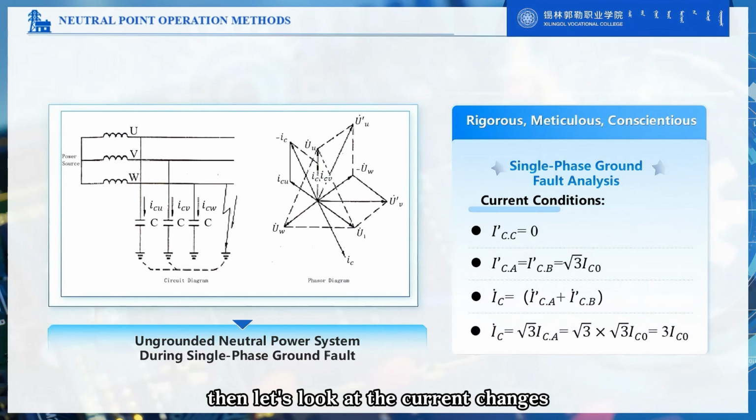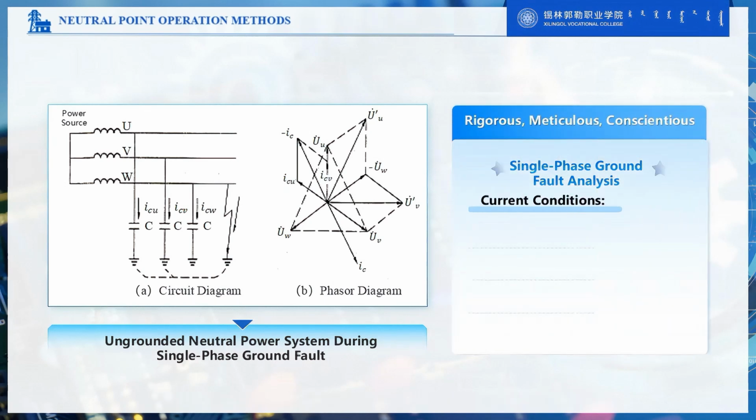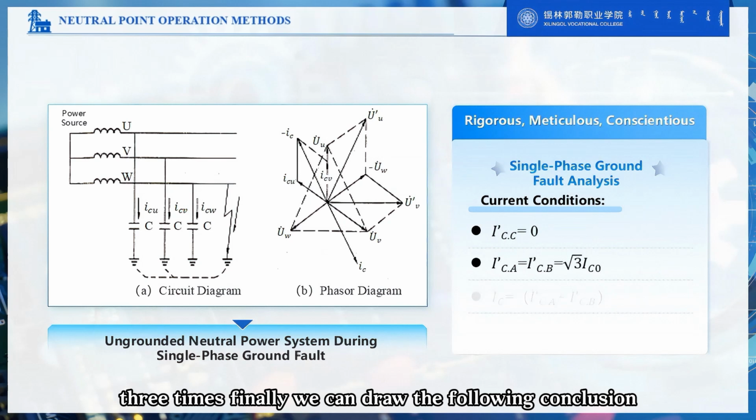Then let's look at the current changes. It can be seen that the capacitive current flowing through the grounding point is how many times the normal capacitive current to ground per phase? 3 times. Finally, we can draw the following conclusions.